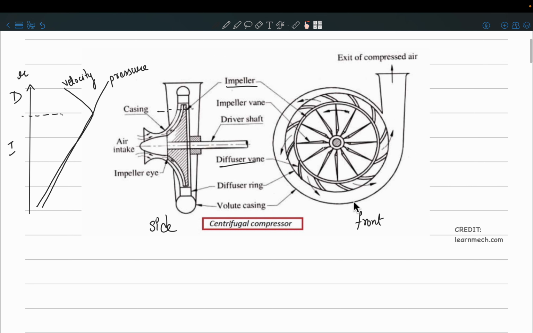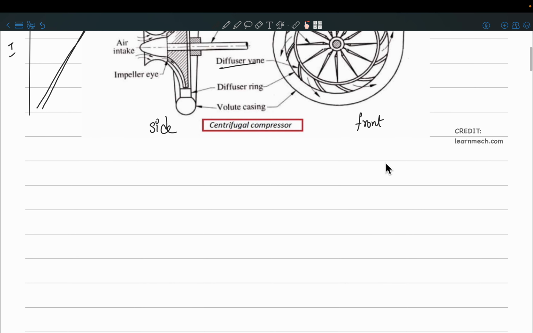So for example, if you have another stage of the centrifugal compressor, then you can just direct the air from here to the next stage, right? So that is the purpose of a volute. Okay.